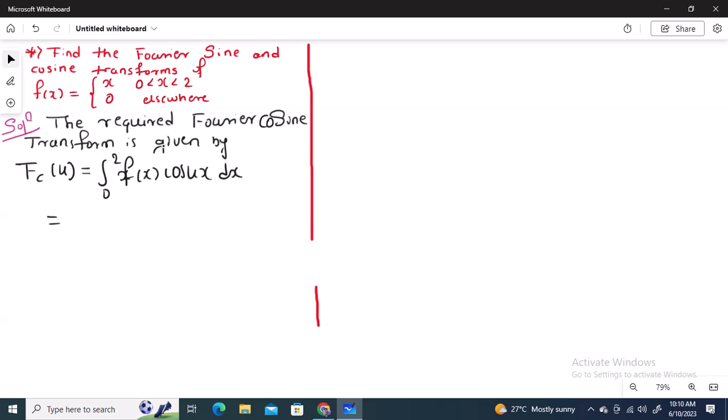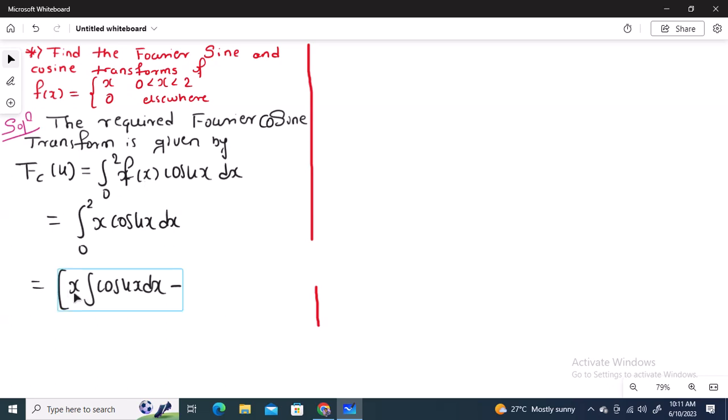As usual, in the previous Fourier sine transform we have written f of x as x, because the f of x value is x only in the interval 0 to 2, and in all other cases it is 0. That is the reason this f of x is replaced by x. So that is integral 0 to 2 x into cos ux dx. Again we have to operate the integration by parts method. So that is x into integral of cos ux dx minus, differentiation of x is 1, into double integration of cos ux dx.